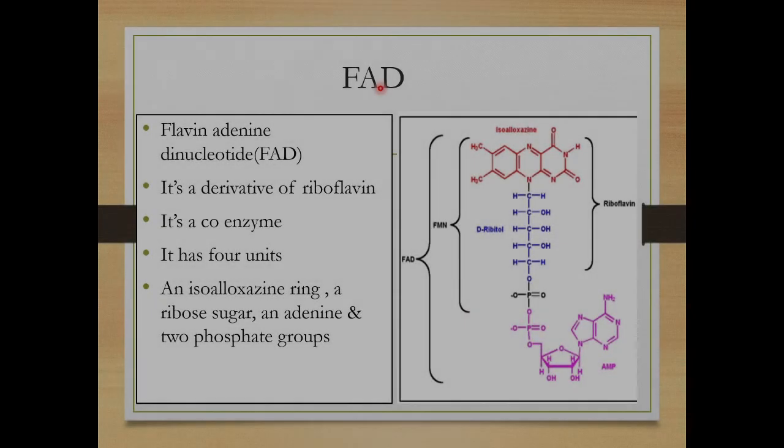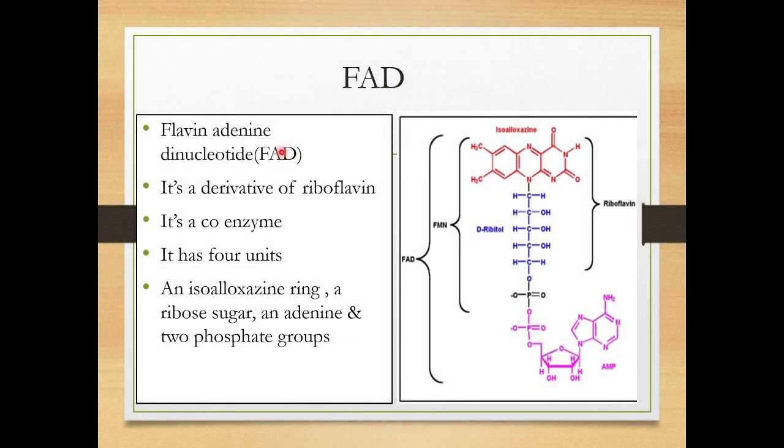Flavin adenine dinucleotide, or FAD, is a derivative of riboflavin. The structure acts as a coenzyme and it has 4 units. Isoalloxazine rings and a 5-membered carbon structure together are known as riboflavin. Isoalloxazine ring and ribitol together form riboflavin, or vitamin B2, which is linked to a phosphate group.